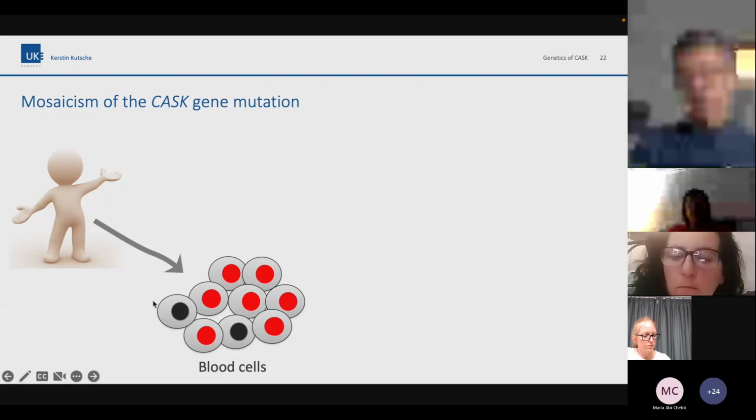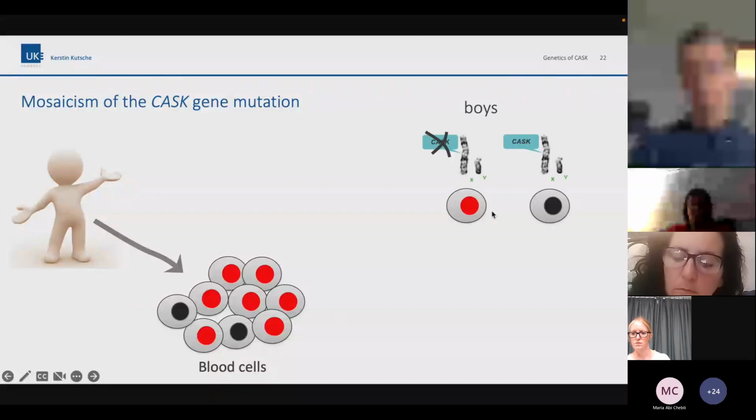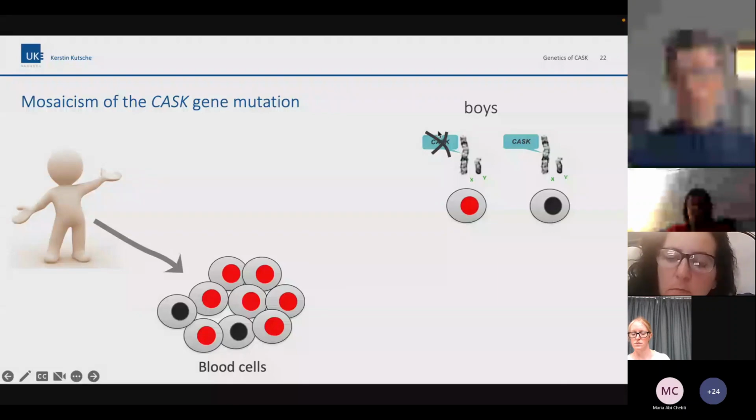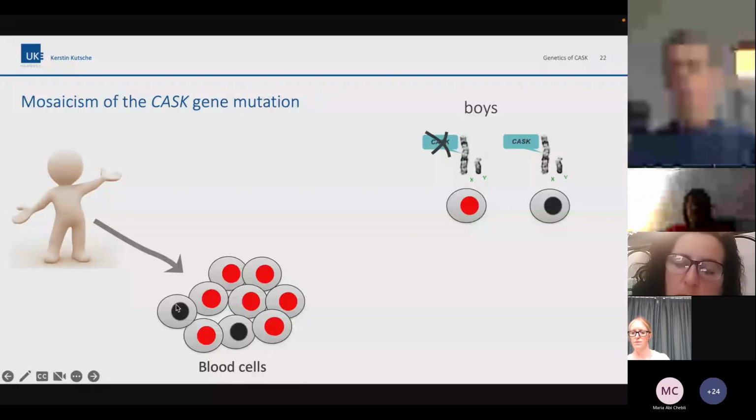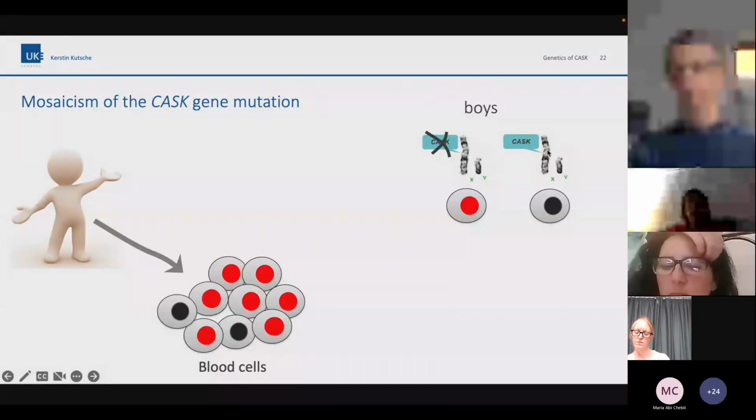So here are a couple of blood cells, and you can see those blood cells with a red dot and with a black dot. And those cells with a red dot, they carry the CASK gene mutation. In boys, these cells have a single X chromosome and the CASK gene is mutated. And in the other cells with a black dot, you see that these cells carry the normal X chromosome, where the CASK gene is normal and intact and functioning.